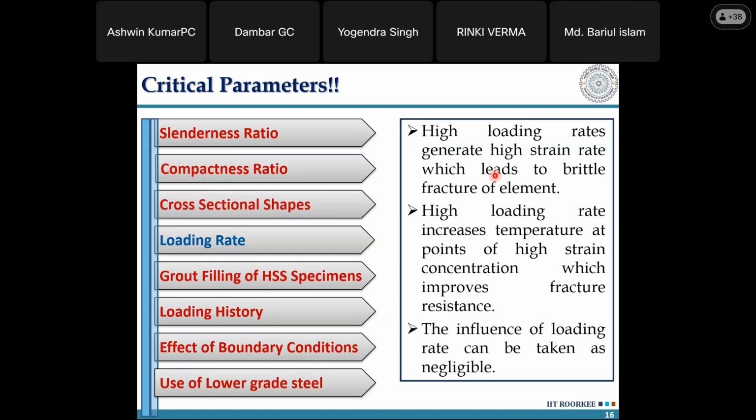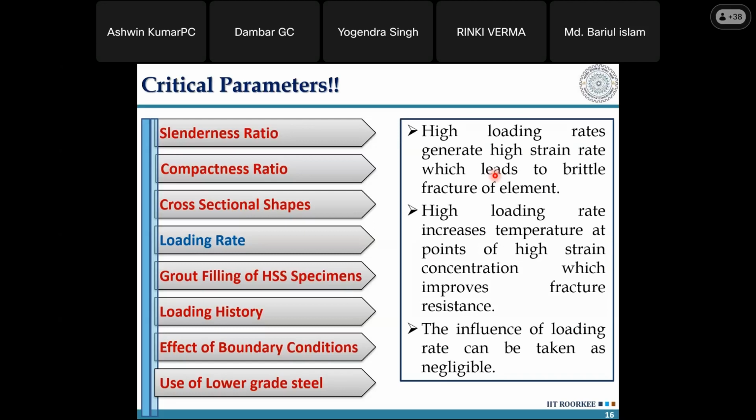Now, loading rate. If you ask me, a high loading rate generates a high strain rate, which leads to brittle fracture, but it also increases the temperature, which improves the fracture resistance. So a high loading rate has both positive and negative effects. But what has been observed from 1970 till now is that the loading rate, the rate that we expect during an earthquake, does not affect the performance of a brace.